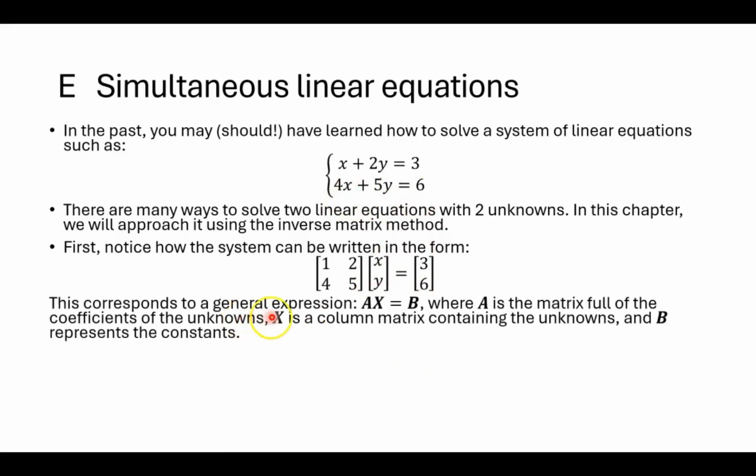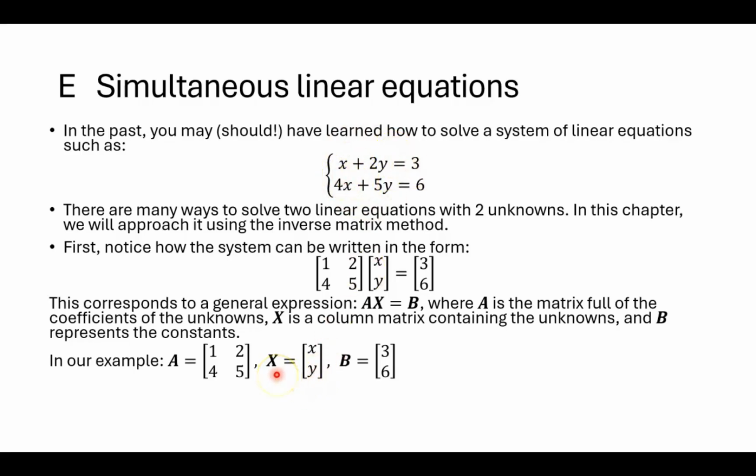This corresponds to a general expression of AX equals B, where A is the matrix full of the coefficients of the unknowns, X is a column matrix containing the unknowns, and B represents the constants. So in our example, A is 1, 2, 4, 5, which comes from this 1, the unwritten 1, 2, and 4, 5. It's actually very easy to pull out the coefficients, but be careful, it has to be x in the first place and y in the second place. If it's 5y plus 4x, you need to switch them around to get into this form.